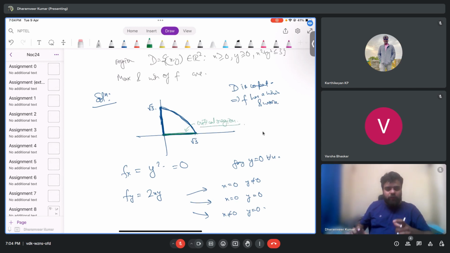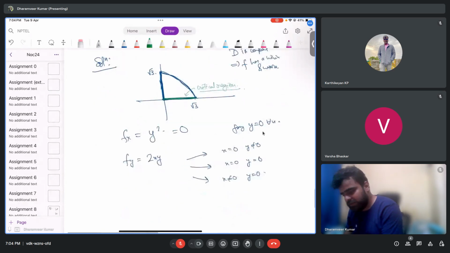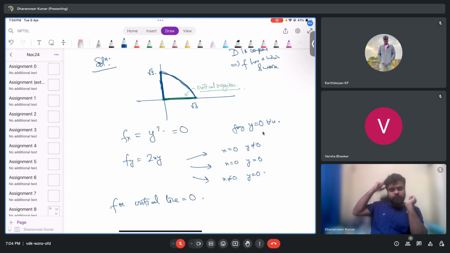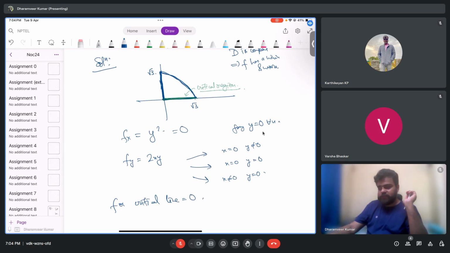But when we have a closed, compact, bounded set, we are looking for a global maximum or minimum or anything, we have to check. So what happens when y is equal to 0? On this line, f is 0 over that point. So f on the critical line is equal to 0. This is the critical line, and over there it is 0.